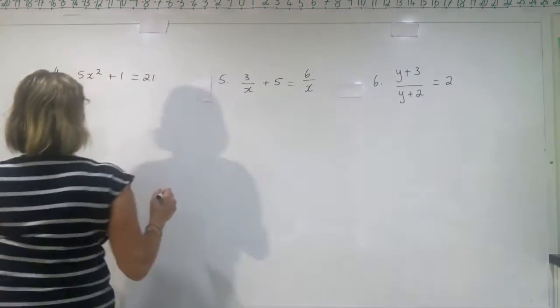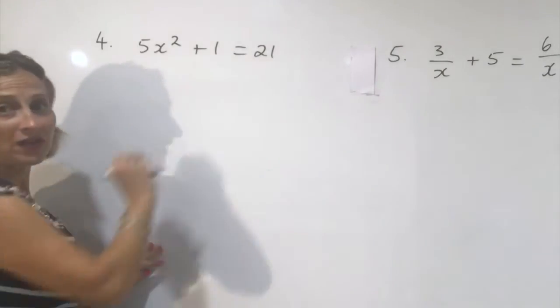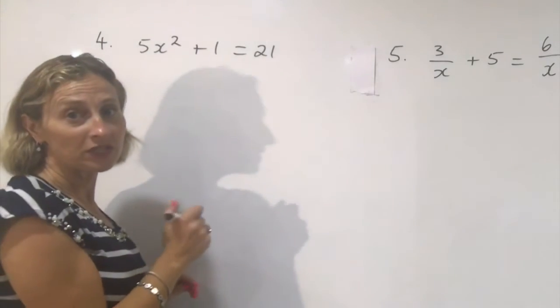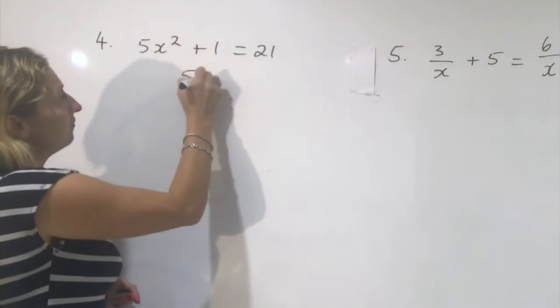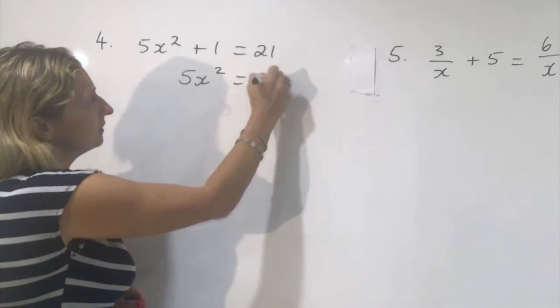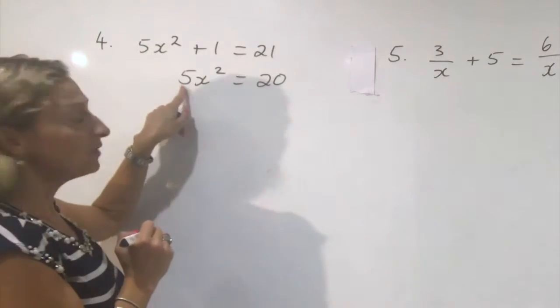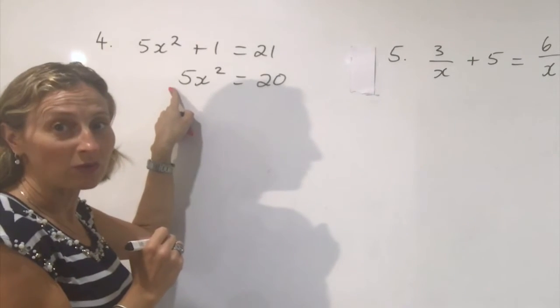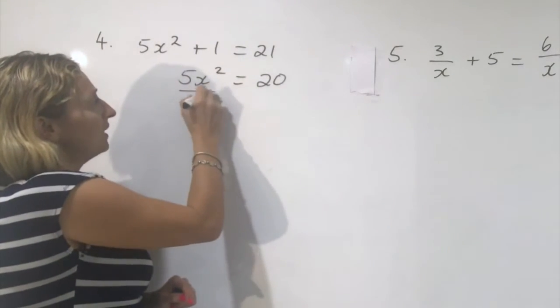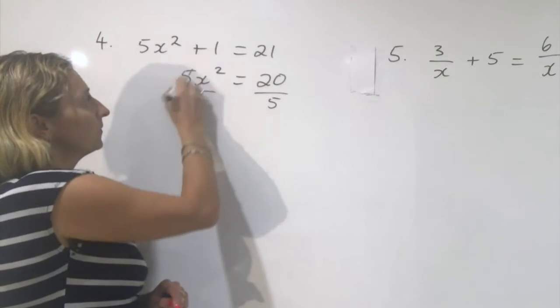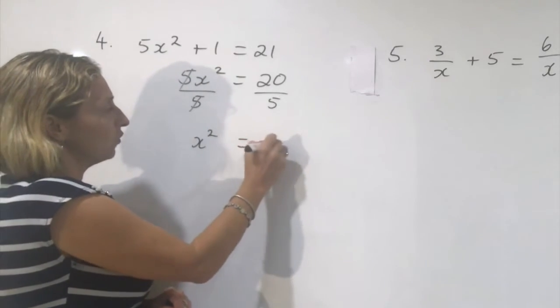Let's have a look at number 4. No fractions, so I'm just going to get rid of the 1 and get 5x squared equals 20. Now this is interesting because this one has an x squared. I need to get rid of the 5 first before I can get rid of the x squared. So I'm going to divide both sides by 5 and get x squared equals 4.